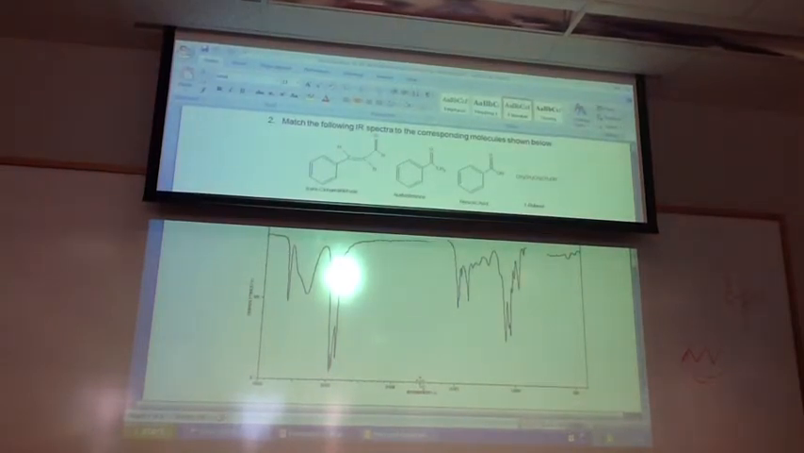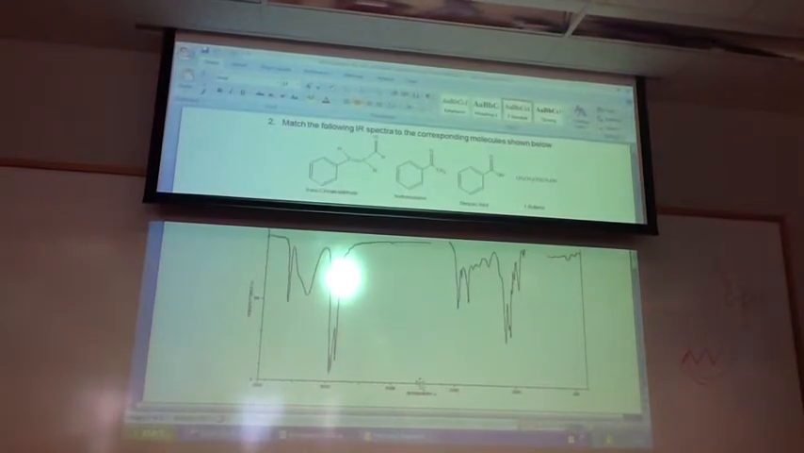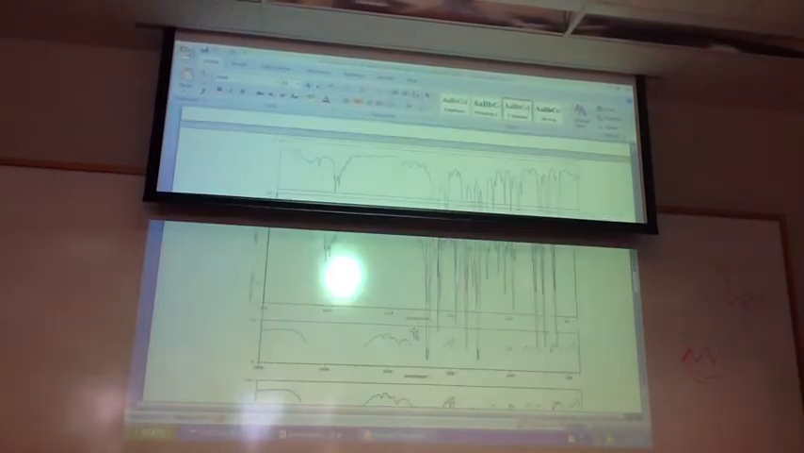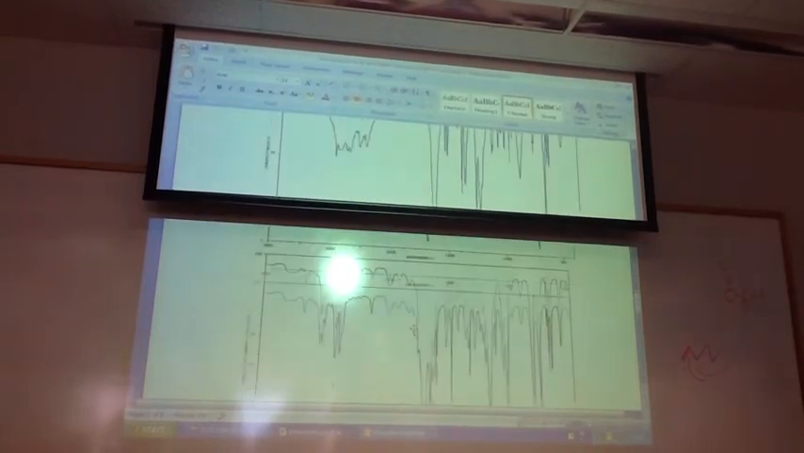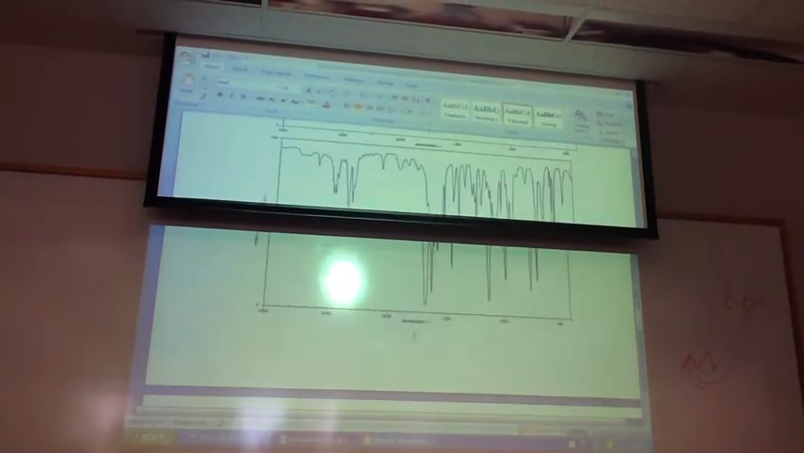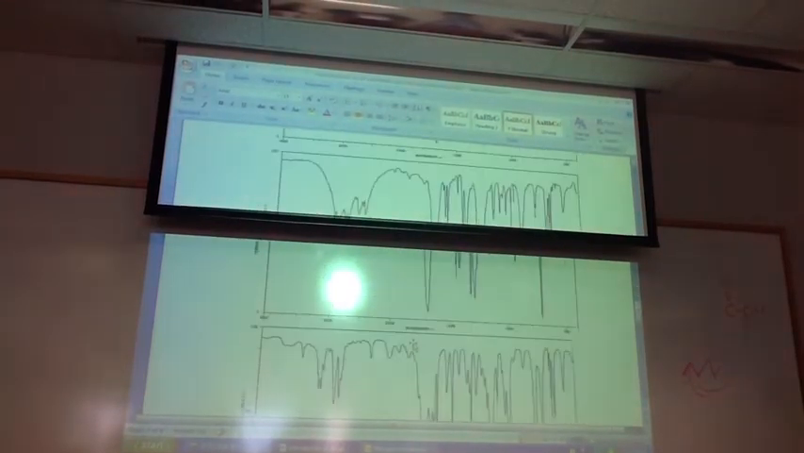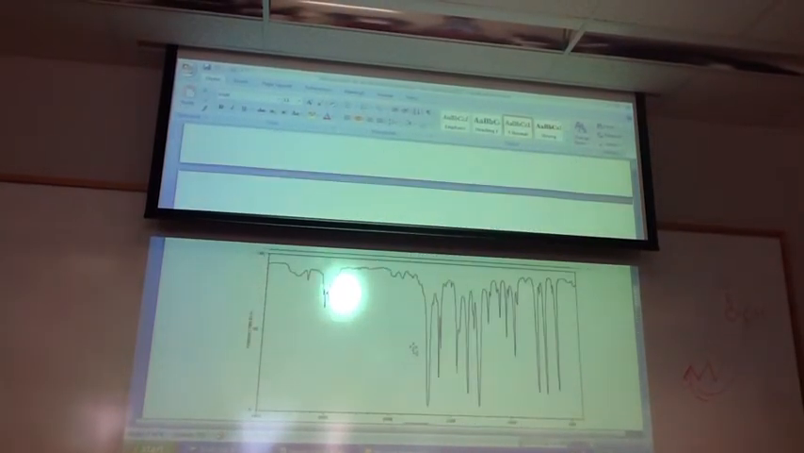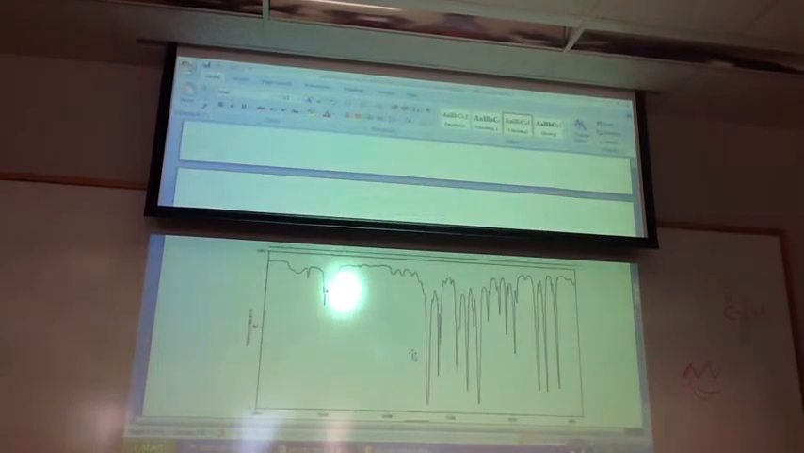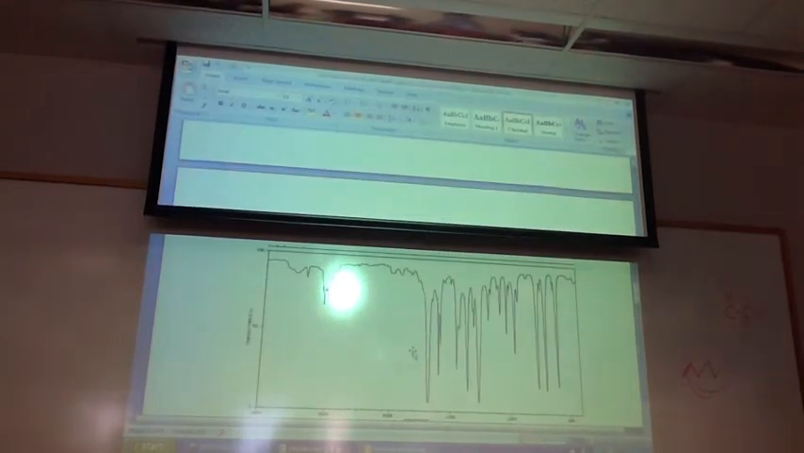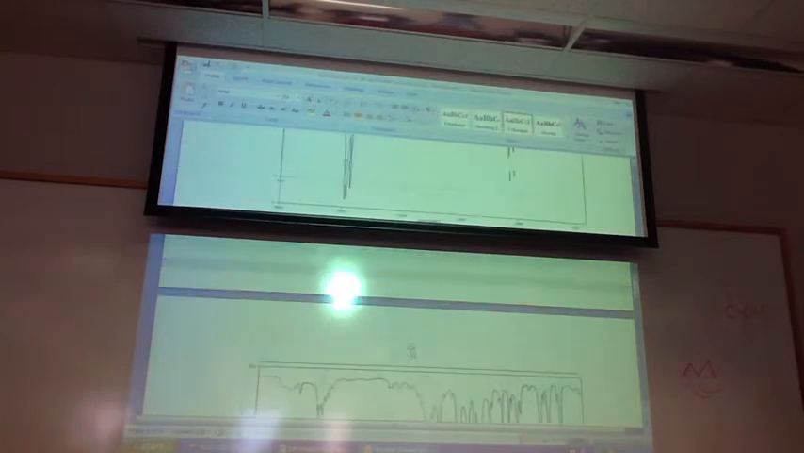Alkene. You already know where to find alkanes, and you know where to find alkenes. So if I scroll really fast, you have to pick between the top one and the bottom one. Which one would have the alkene peak? Top one. Bottom one. Who voted for the bottom one to be the alkene? What happened to the rest of you? The top one.